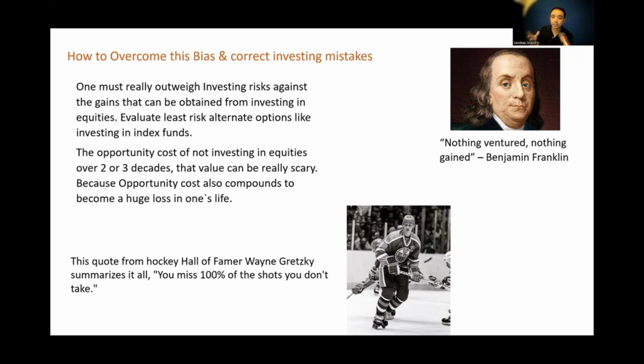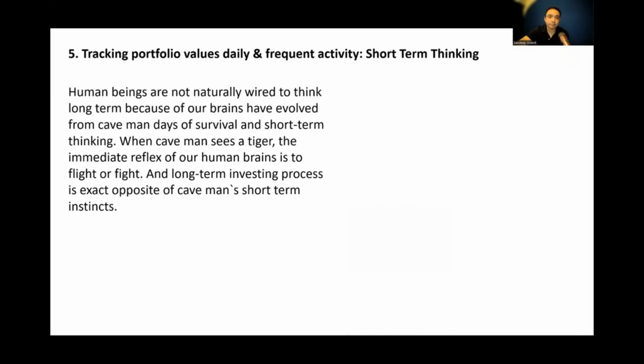And Wayne Gretzky, the famous Hall of Fame ice hockey player, summarized it: you miss 100% of the shots you don't take. So if you're capable of investing in stocks directly, you should do that instead of sacrificing that 10-15% alpha returns. You should invest in equities directly, so it goes a long way. So the mistake is, just understand the power of equities. Do not run away. Regret avoidance is something you could avoid.